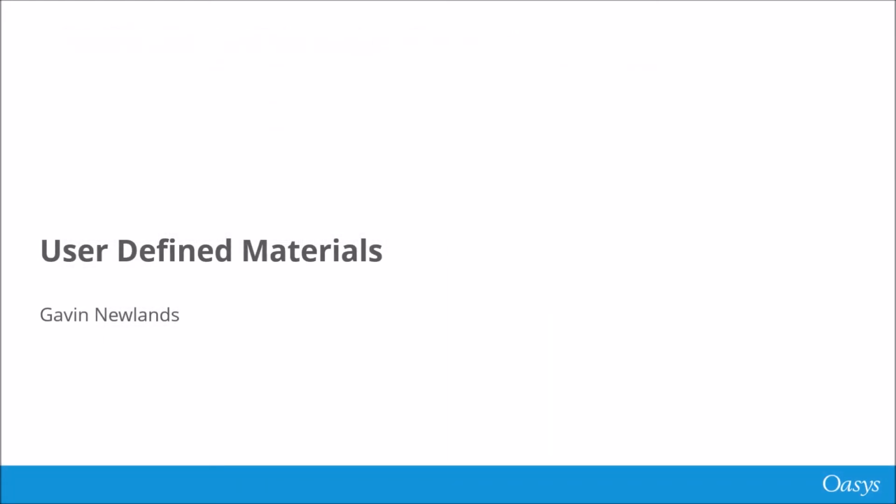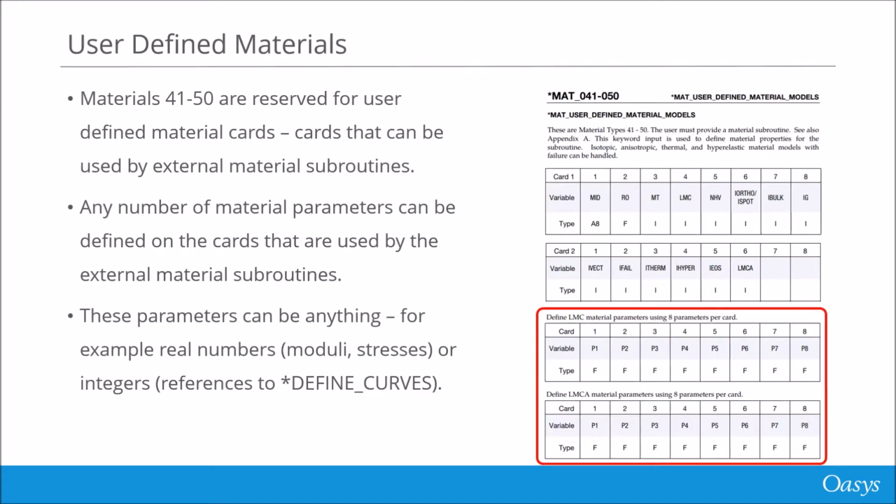Okay, so moving on to talk about user-defined materials. Materials 41 to 50 in the LS-DYNA keyword manual are reserved for user-defined materials, and these are cards that can be used by external material subroutines. So any number of material parameters can be defined on the card because they're being fed into an external routine. So these parameters can be anything. For example, they can be real numbers, they can be moduli, stresses, or they could be integers that are references to define curves in the model.